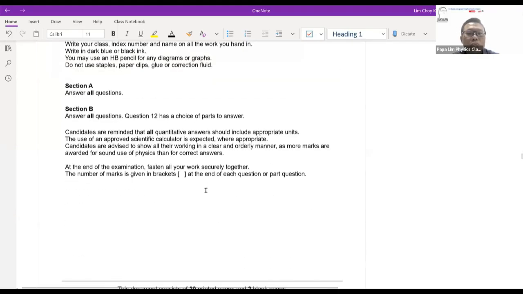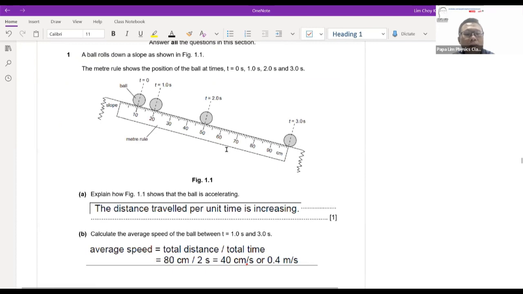Now, paper 2, question 1. Question 1 is on kinematics, but it's actually quite a good question in the sense that the way they ask is quite different. It goes back to our basics of looking at distance, displacement, and even speed itself.